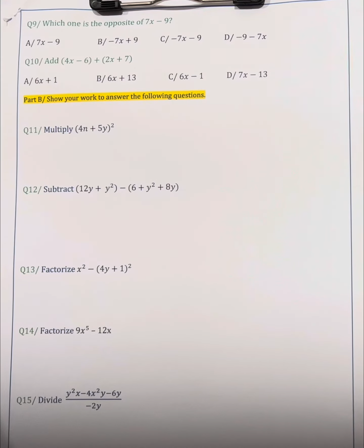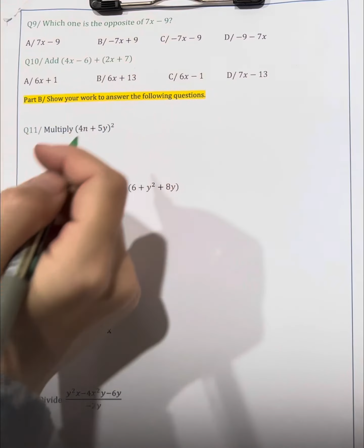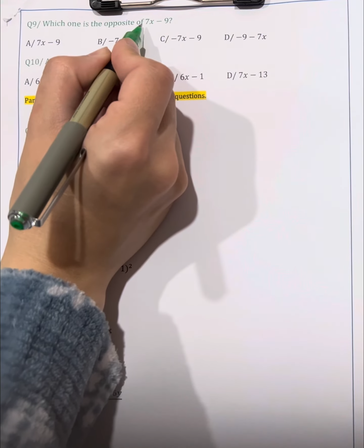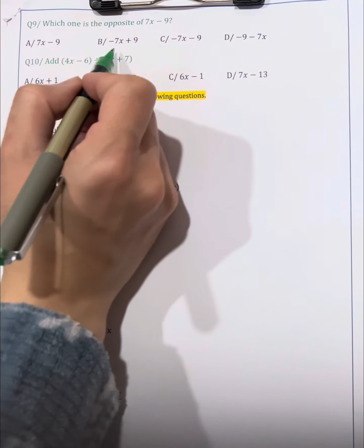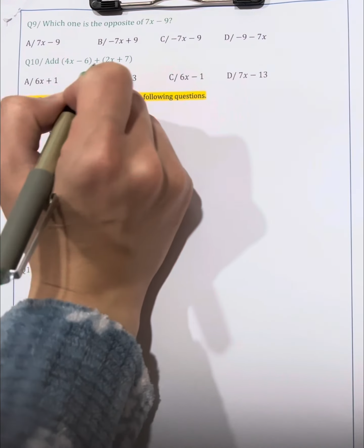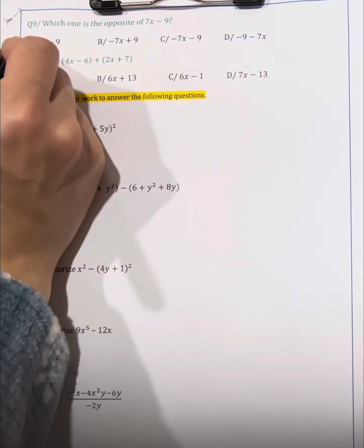Continuation. For question number 9, it asks us to find the opposite of this. So the opposite of positive 7x is negative 7x. Is this negative? No. This is negative? Yes. Negative 7x? Yes. So A is wrong.